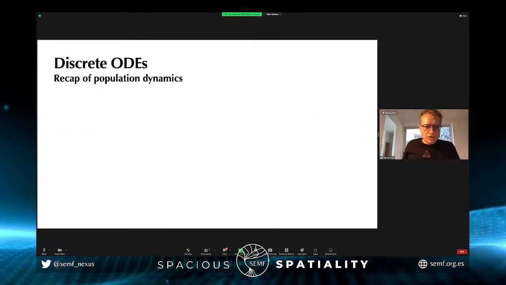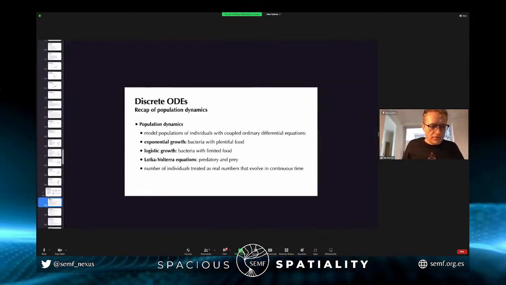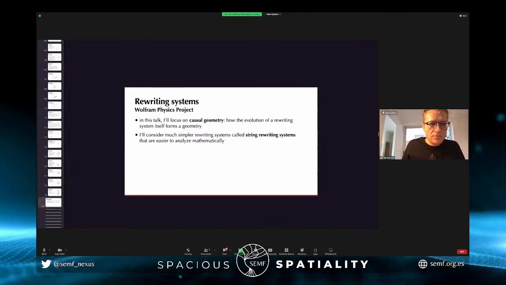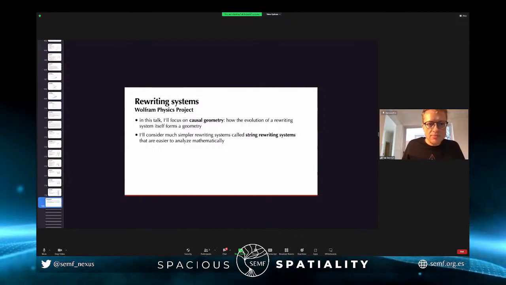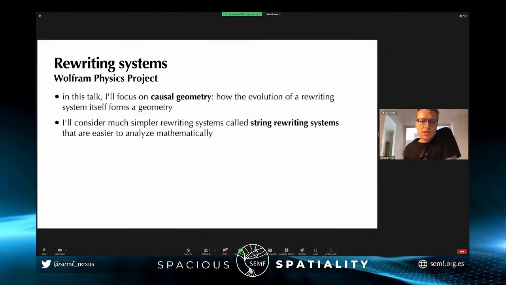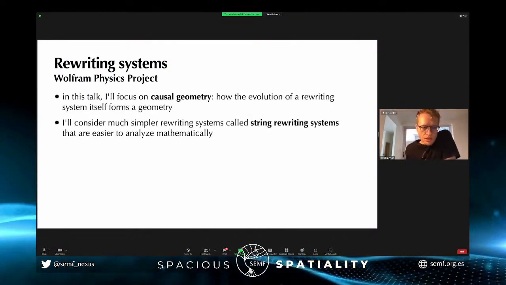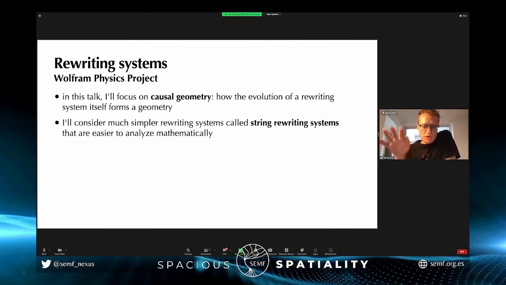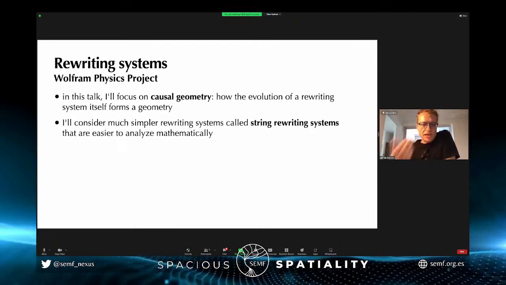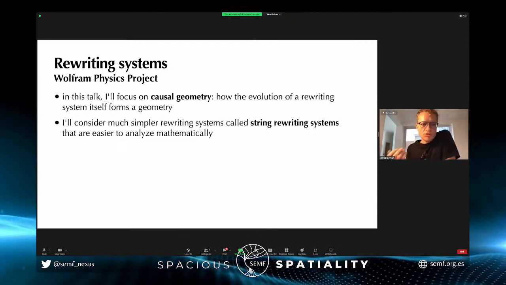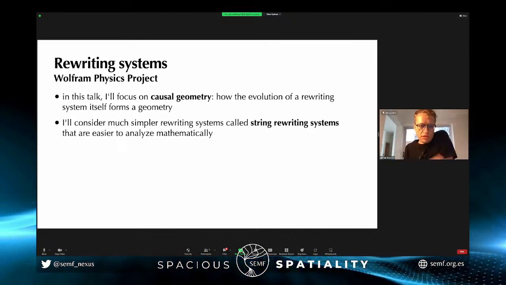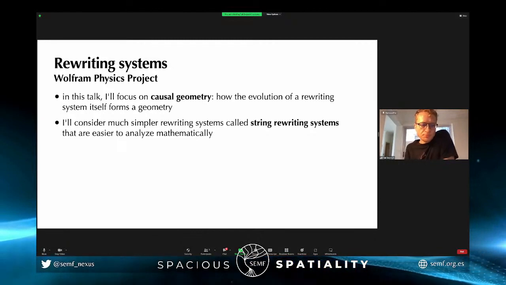However, that's not what I'm going to talk about today. I'm going to concentrate on much simpler systems that we can actually analyze mathematically. So I'm going to focus on how the evolution of the rewriting system itself forms a geometry. In other words, the possible connections of states to new states that are implied by the rewriting system can produce a geometry. And the really simple examples that we use for everything I'll talk about are string rewriting systems.